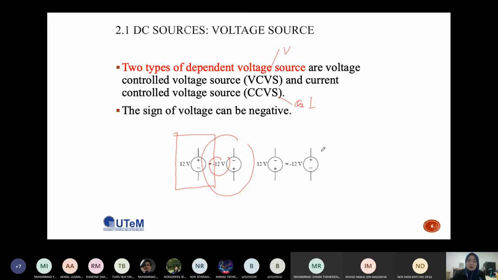This one is another example. If you have in a circuit a voltage source like this, negative, positive, the value is 12 volt, but if you flip the voltage source, you must make sure that you also change the magnitude from positive to negative. Okay, so basically this one and this one is the same, this one and this one is the same.